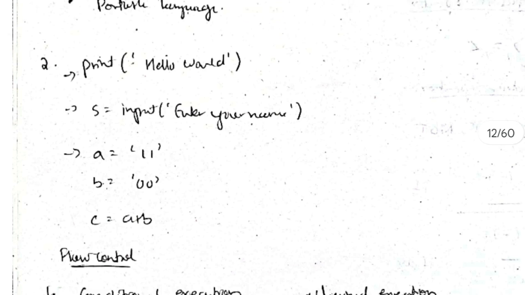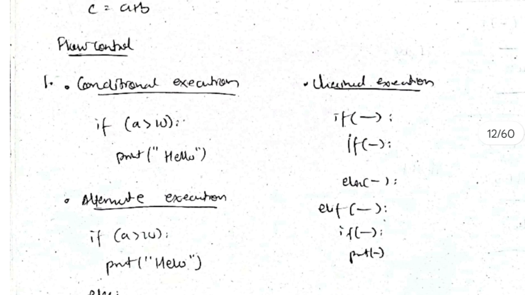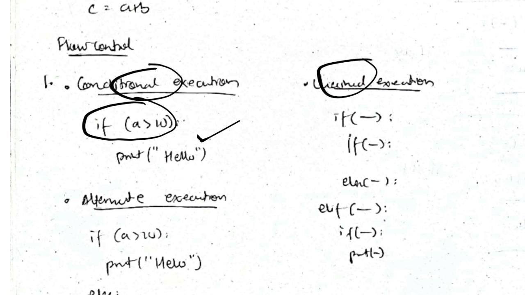Coming to flow control, which is the second topic: explain the concept of conditional execution. Conditional execution means if there is a condition and something gets executed, that is known as conditional execution. 3 things are asked: what is conditional execution, what is chained execution, and what is alternate execution.